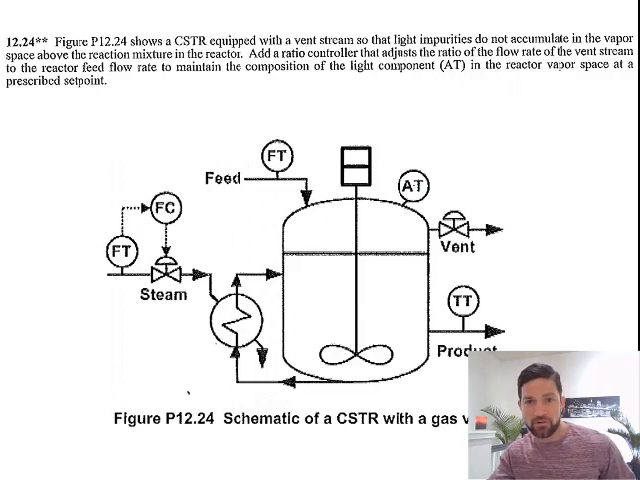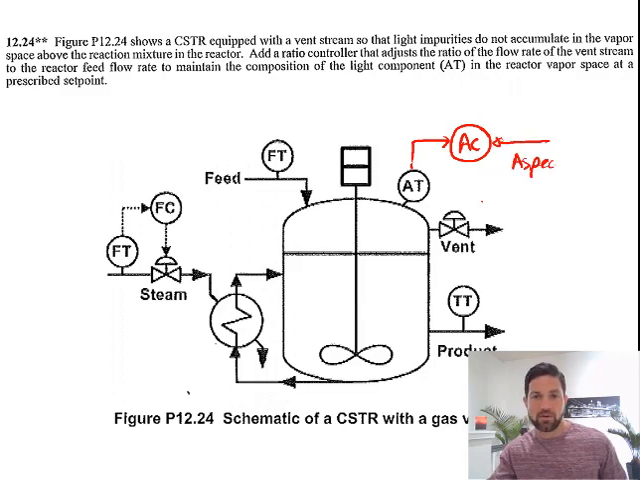Okay, so our primary control objective is to maintain the composition of the light key, the light component. Because we're trying to maintain the composition of the light component, we can draw on there our primary controller. So our primary control loop is the composition of the components up here. If this were operating in feedback only mode, we would have the composition controller open or close the vent to keep this at the right composition.